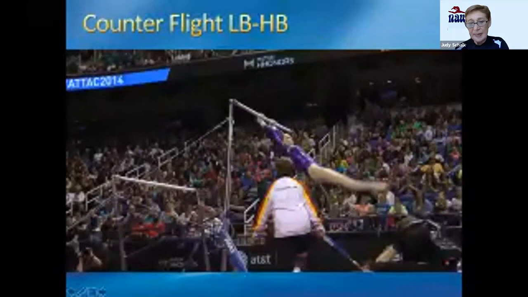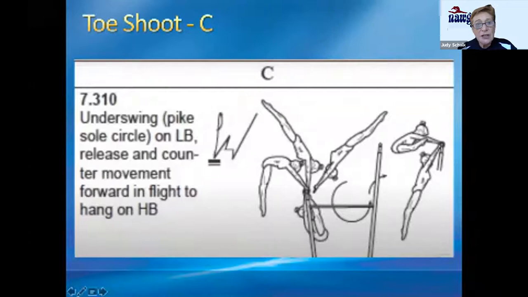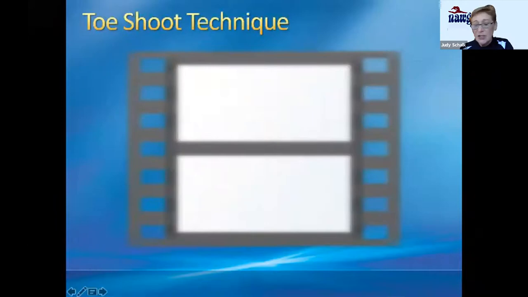And we are going to deal with the sole circle entry, which is by far the most common toe shoot that we use. And by the way, I'm using the term toe shoot, and I know there are a lot of different names for that, the fling or hiccup. The fact that we don't have just a one or two word answer for it, underswing, pike, sole circle on low bar, all that, we're going to just say toe shoot today. So let's look at good toe shoot technique.